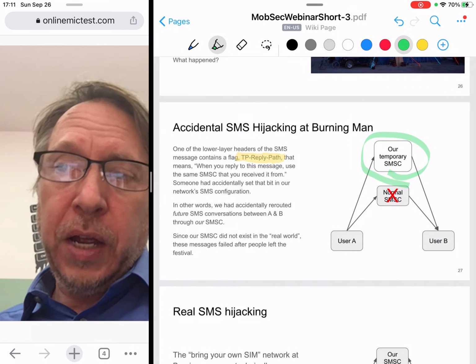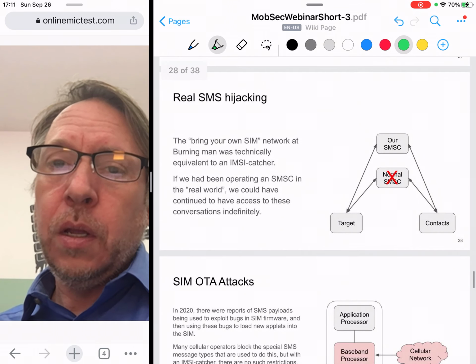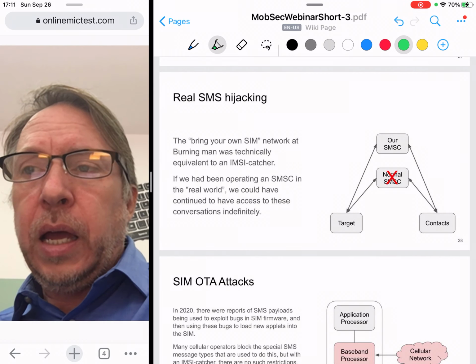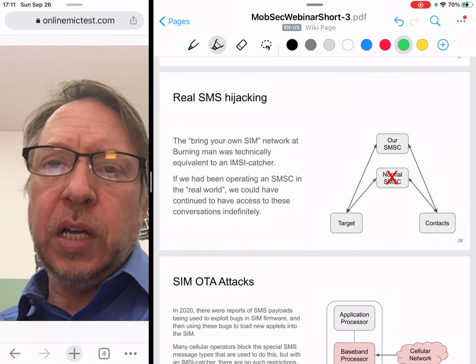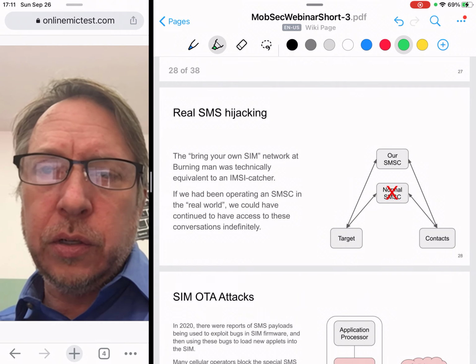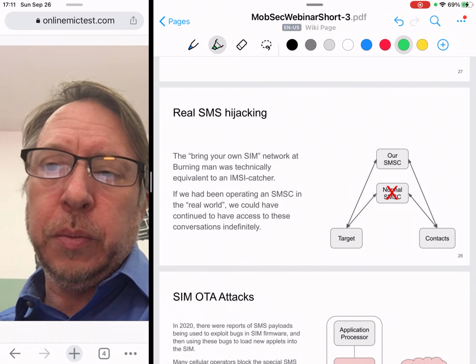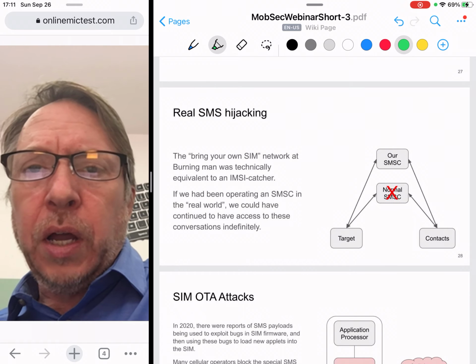But again, this approach could potentially be used, especially in a mass protest situation, to reprogram people's phones to use an alternative SMSC in the future. I'm not aware of anybody doing that as an attack, but it's certainly possible in principle, and at Burning Man we did it by accident.